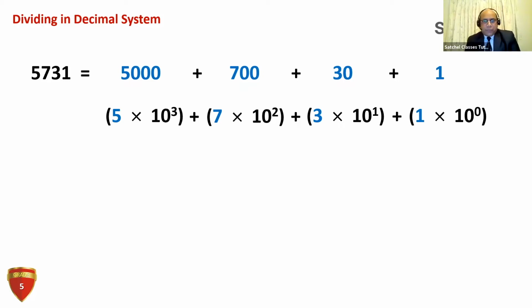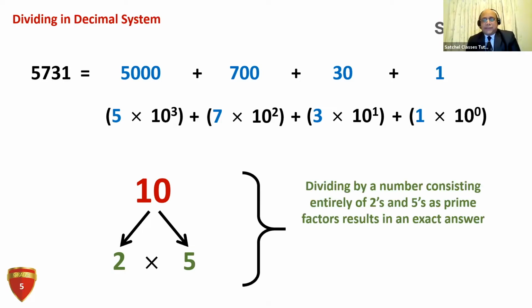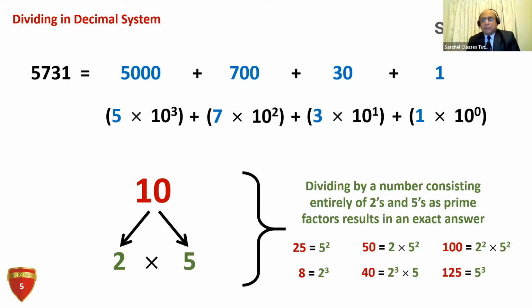Because 10 has only two prime factors, which are 2 and 5. Remember, 10 is made up of only 2 and 5. What is seen is that any divisor, which is the denominator, if it only has prime factors 2 and 5, for example, numbers like 25, which consists only of 5, 5 squared. 125 consists only of 5, 5 cubed, right? 8 entirely consists of 2. 8 is 2 cubed, right?